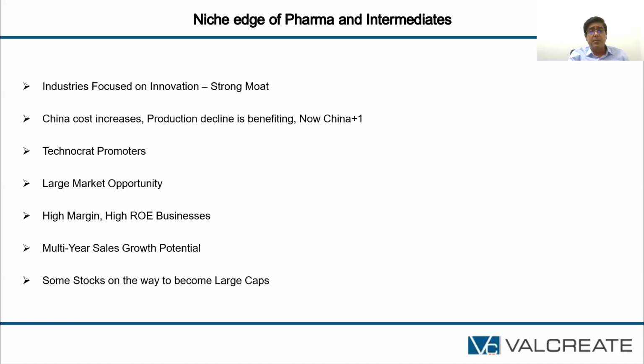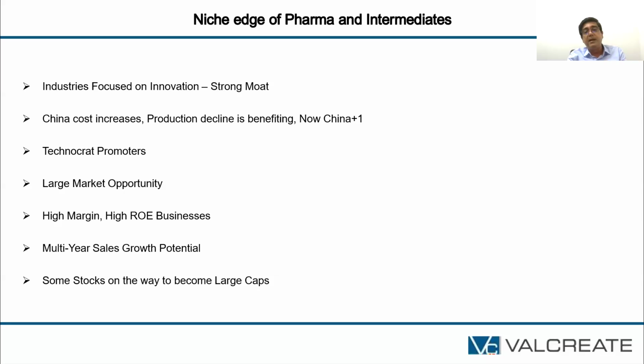The next is that the promoters in the sector are highly technocrats. Basically, they are all from high-end institutes. The opportunity of the market is huge, which I've already mentioned. The size of the Indian companies is very small compared to the opportunity in the market. These are high margin, high ROE businesses. Absolutely, most of the products that Indian companies are launching are very high margin.